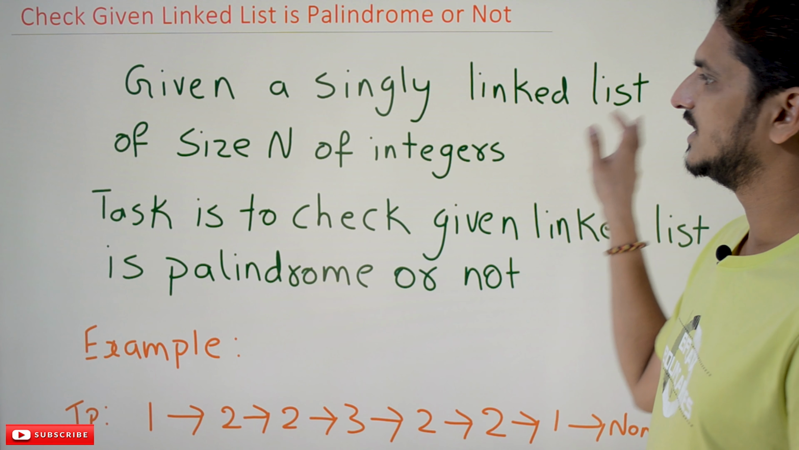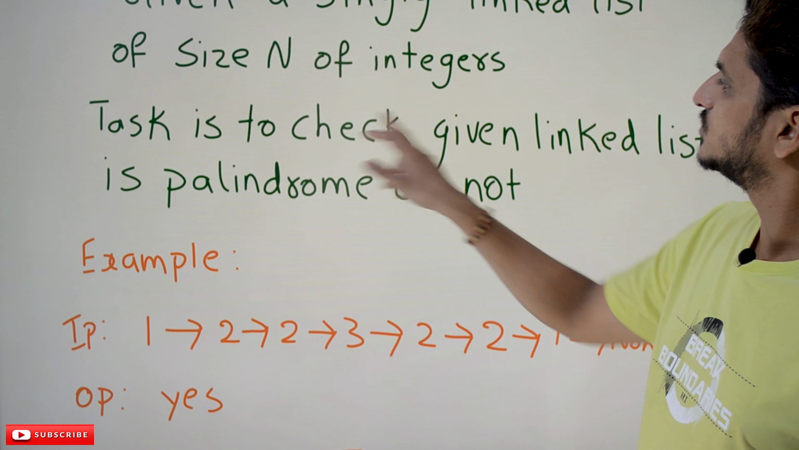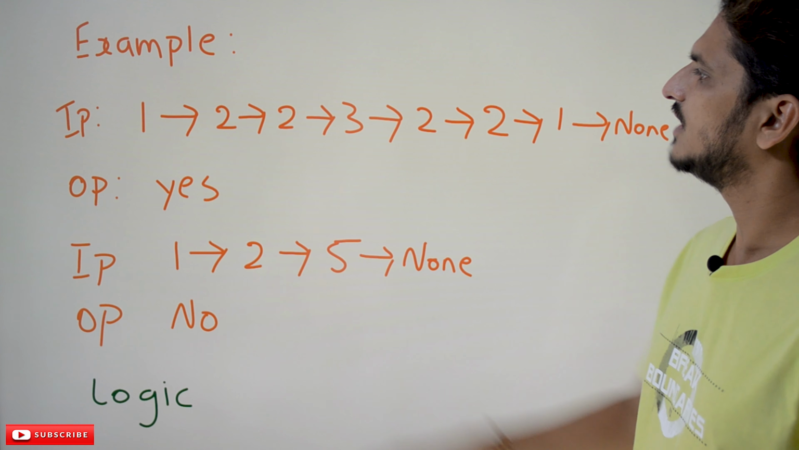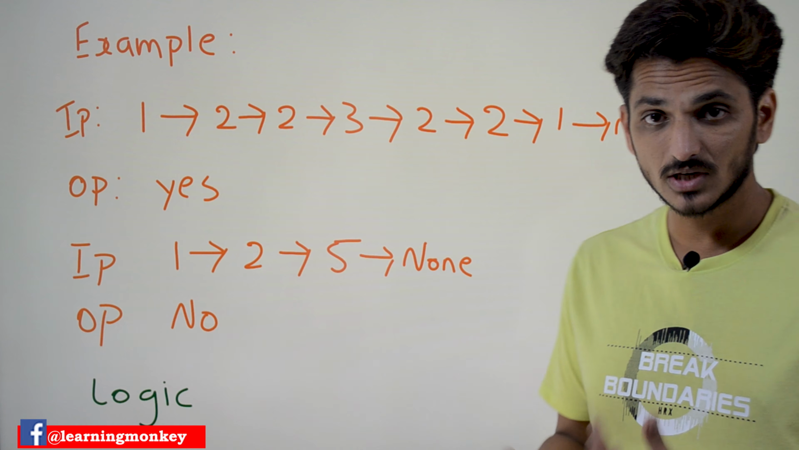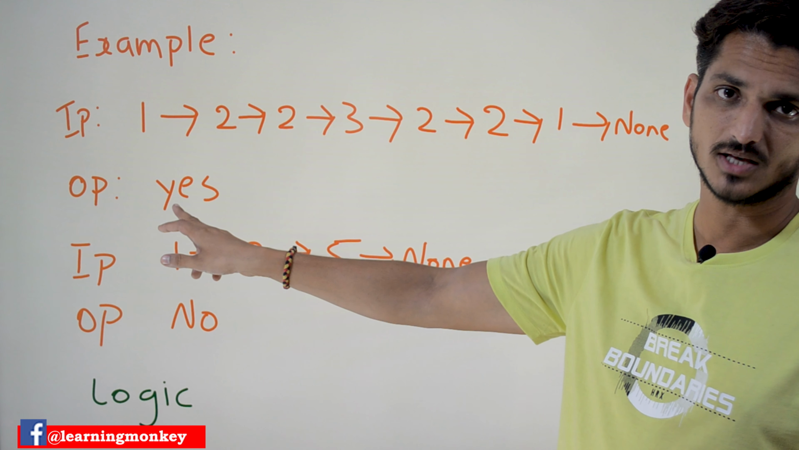Given a single linked list of size n of integers, the task is to check whether the given linked list is a palindrome or not. With an example, we are going to check here 1 2 2 3 2 2 1. We need to check whether it is a palindrome or not. It is a palindrome. Yes, our output should be yes.